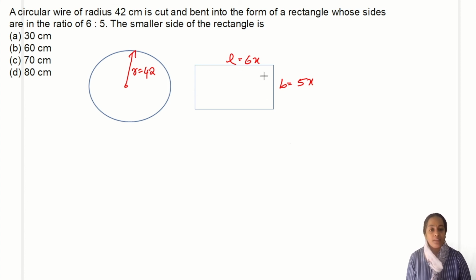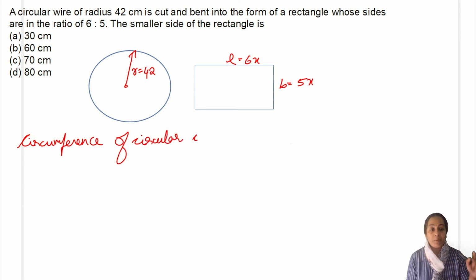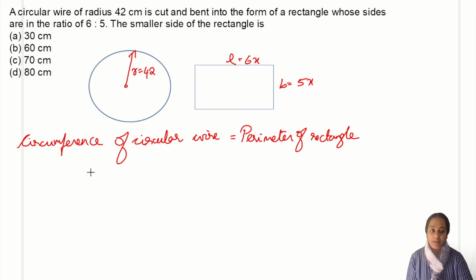How do we do it? Circumference of the circle is going to be the perimeter of the rectangle. So circumference of the circle will be equal to perimeter of the rectangle because the circle is made into a rectangle. So please be aware of questions of this model. Very important. Perimeter of the rectangle, which is 2 multiplied with length plus breadth. So let me write the formula now. So 2 pi r will be equal to 2 multiplied with length plus breadth.